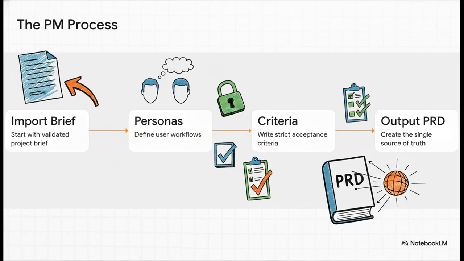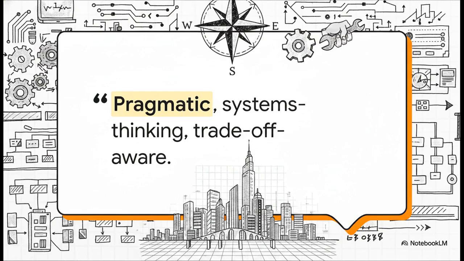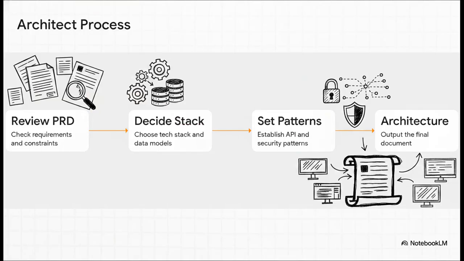This is crucial. If a feature or a detail is not explicitly written in the PRD, it simply does not get built. No exceptions. Next up in our heist crew is the architect agent. So while the PM determined the what, the architect's job is to figure out the technical how. They are highly pragmatic, systems thinking, and hyper-aware of trade-offs. The architect reviews the PRD and makes all those hard technical decisions. They're choosing the tech stack, defining the data structures, and establishing API and security patterns.